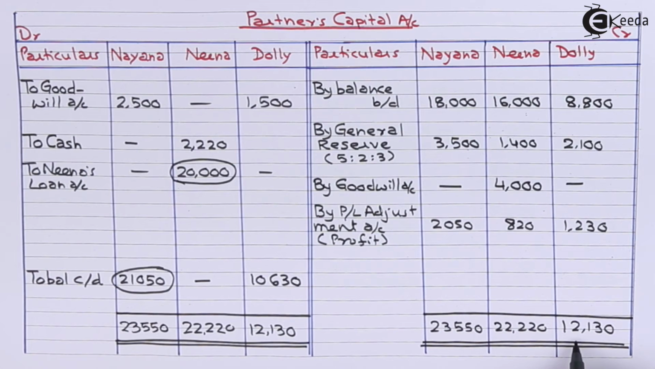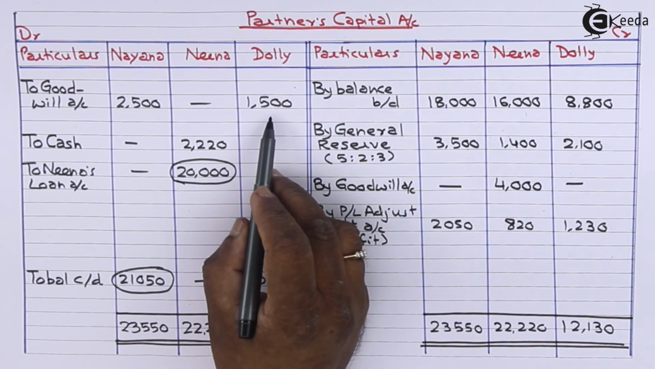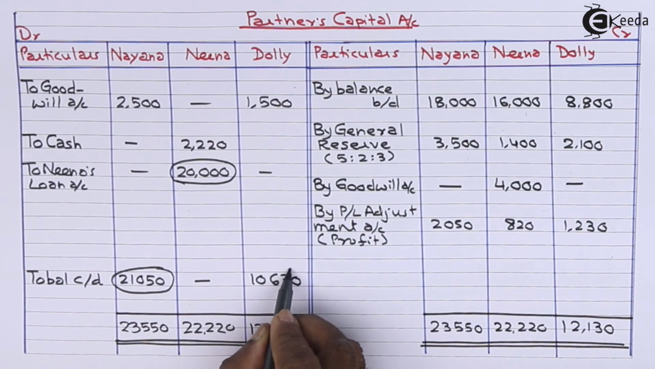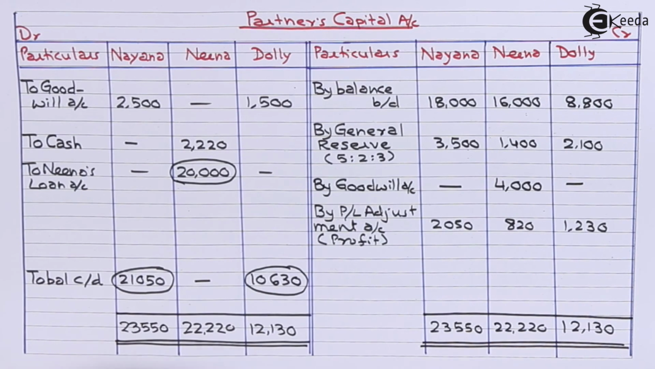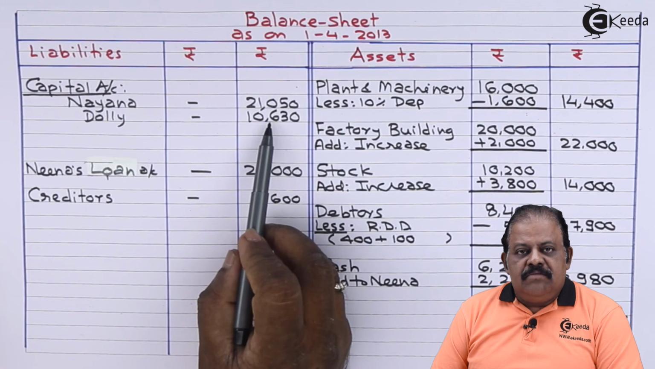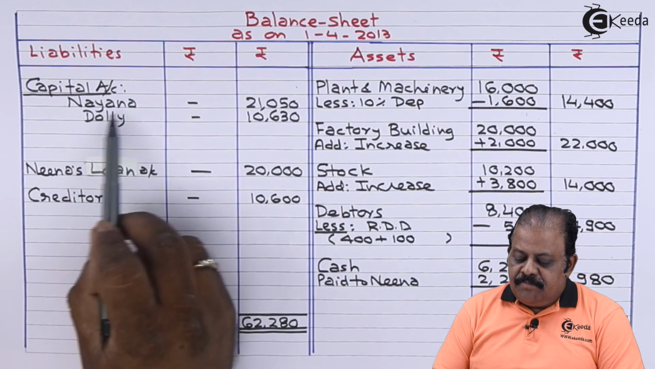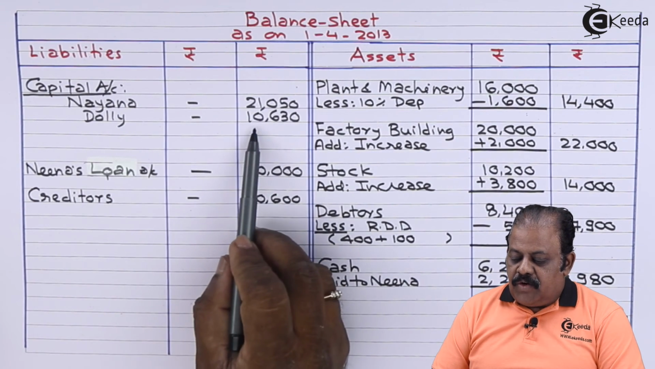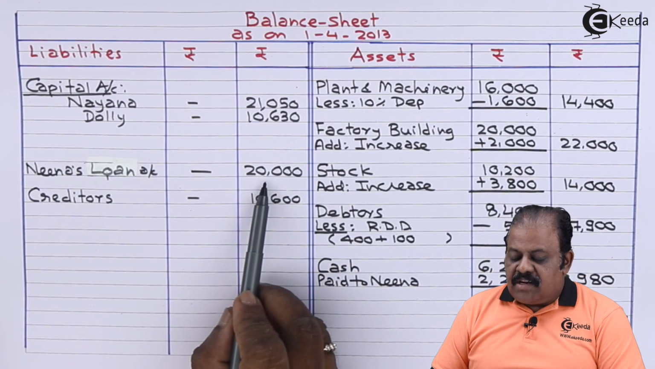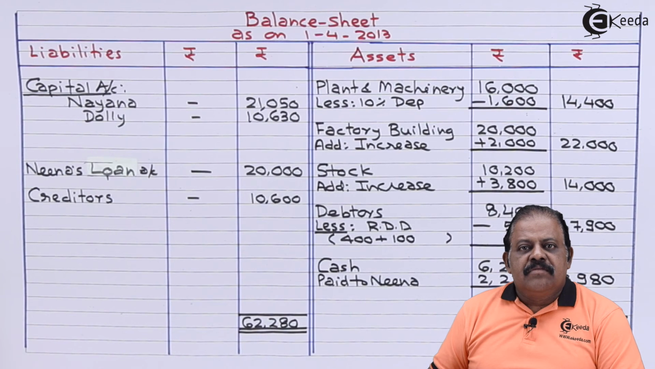Dolly total is 12,130 after deducting debit 1,500. We are getting the balancing figure 10,630. This will be transferred to the new balance sheet as her capital. Capital accounts of Naina and Dolly are transferred here on the liability side. Naina 21,050, Dolly 10,630. Nina's loan account is transferred over here, 20,000.